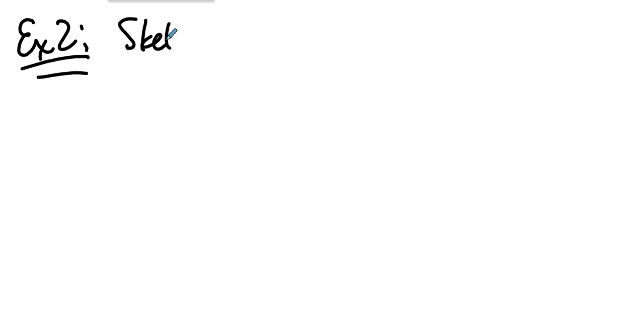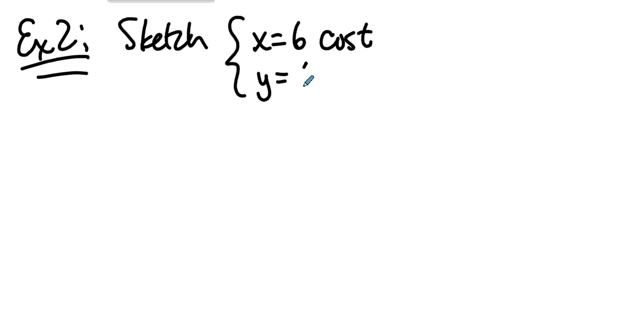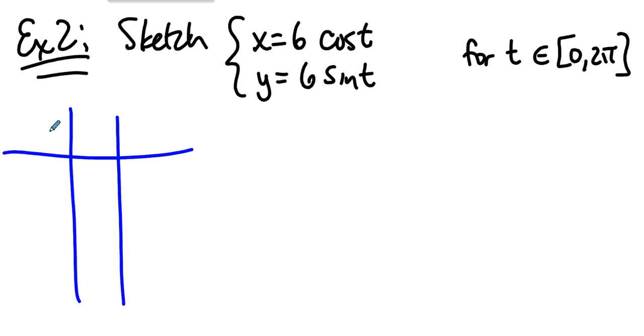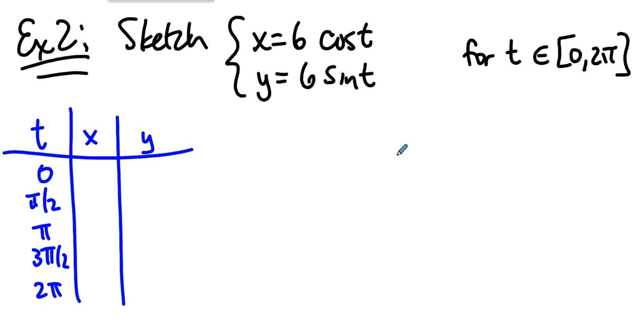One more. Let's sketch x equals 6 cosine t and y equals 6 sine t for t in the interval from 0 to 2 pi. Well, you go ahead, pick your favorite t's, and decide what the x's and y's are that come from that.